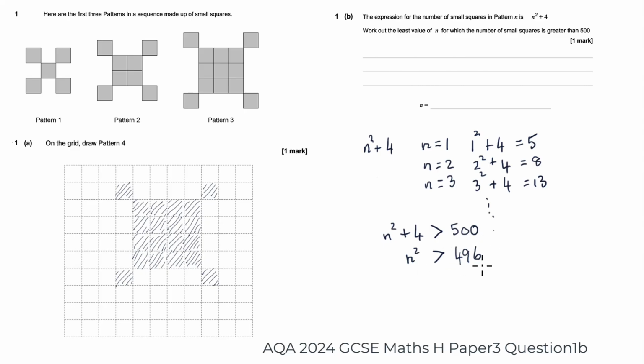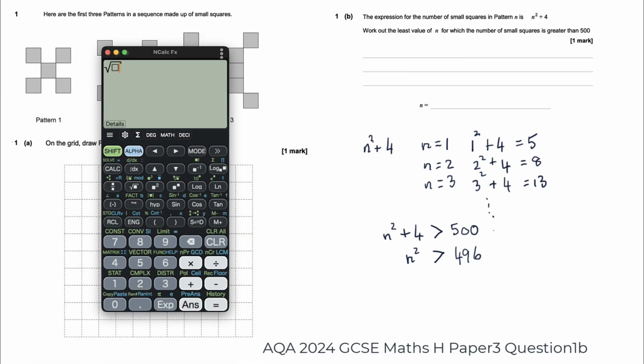So let's get the calculator and find out what number we need to square to get something very close to 496. In other words, what's the opposite of squaring? That'll be the square root. If we take the square root of 496, we'll see roughly where we are for the value of n. Square root of 496. Well, that's around about 22.